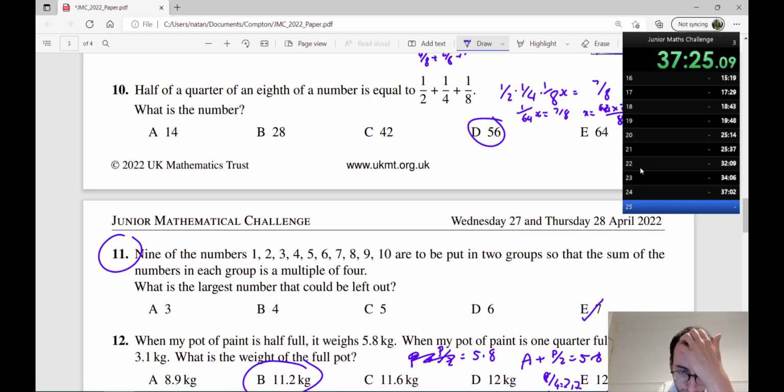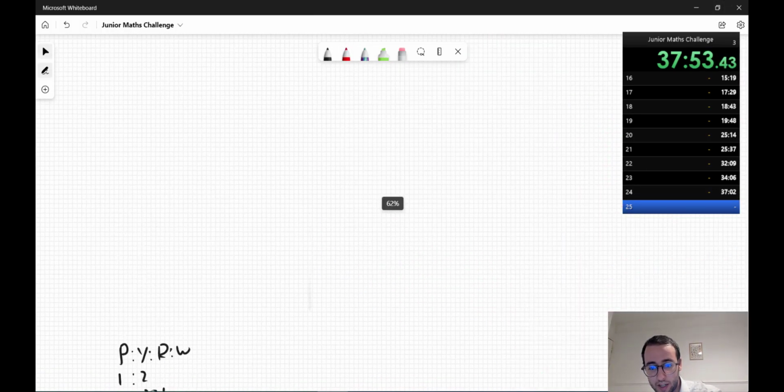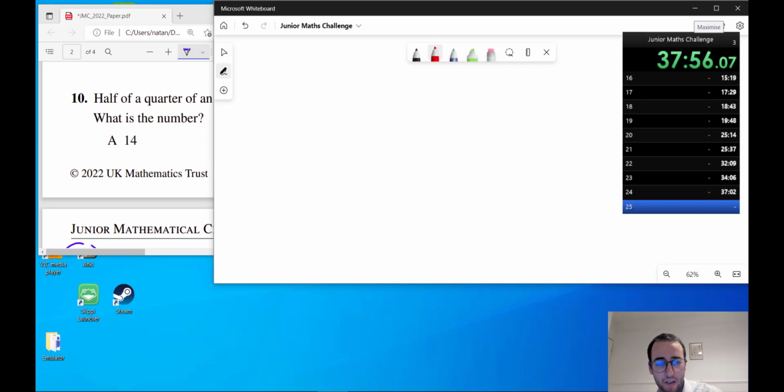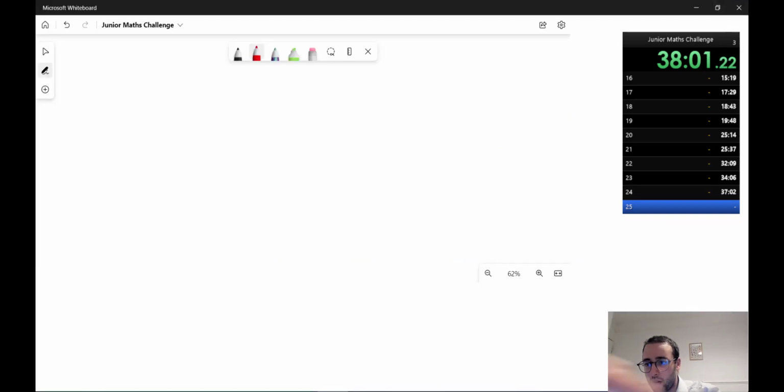Okay, if I put 4 into one group, then I got 11, 20, 28, 38, okay, what? Okay, whiteboard's going to help me out here, because I've got absolutely no idea. So, what is going on here again? 1, 2, 3, 4, and 5. No, all the numbers up to 10.